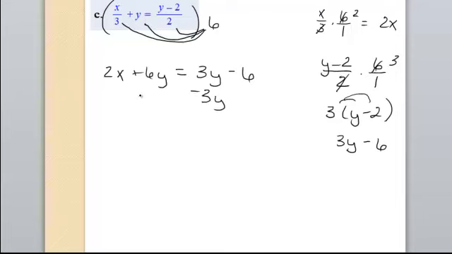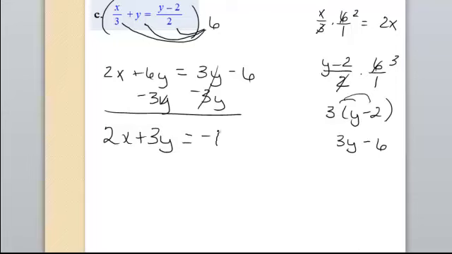All we need to do is move the 3y to the left. This is 0, so 2x plus 3y equals -6. This is in standard form, so this one is also linear.